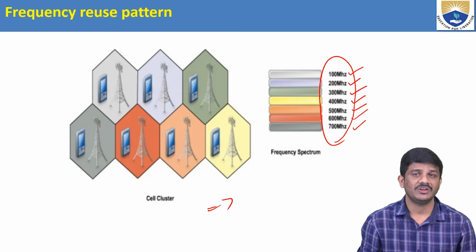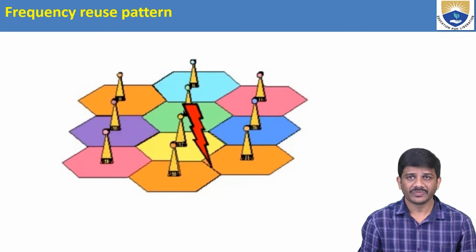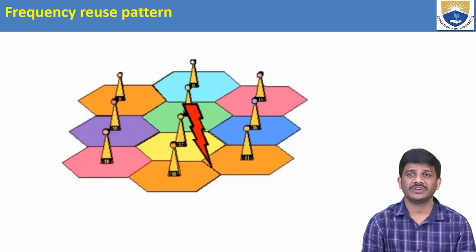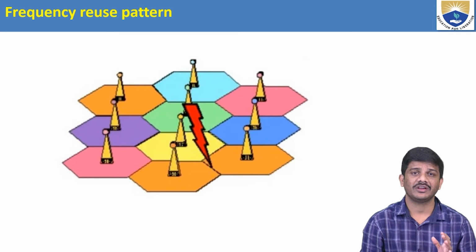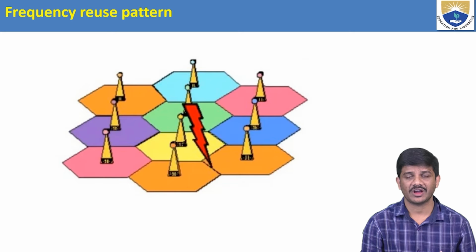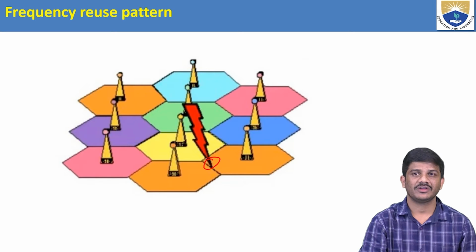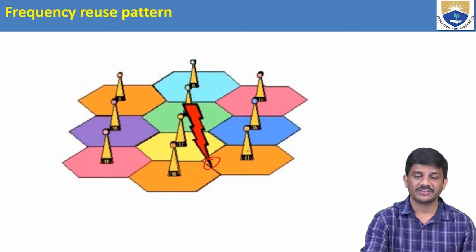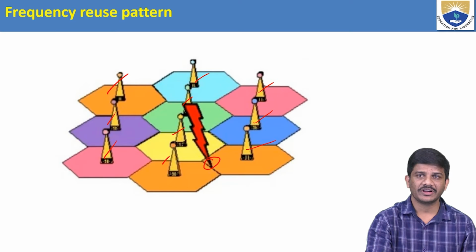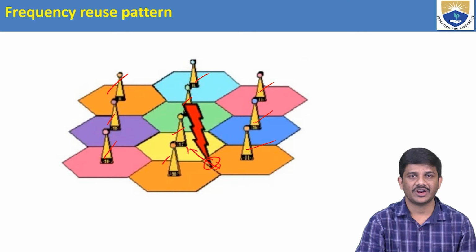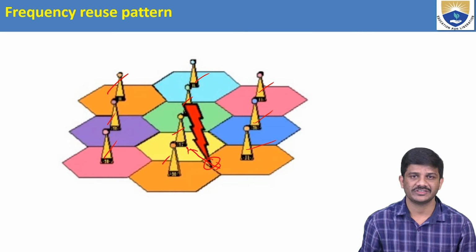This is a cell cluster in the frequency reuse pattern. You can observe here the channel interference, also called co-channel interference, and we also have adjacent channel interference. Whenever interference occurs, you can observe that these are base stations, and every cell has one base station. Whenever interference occurs from this base station to this base station, that is called adjacent channel interference.